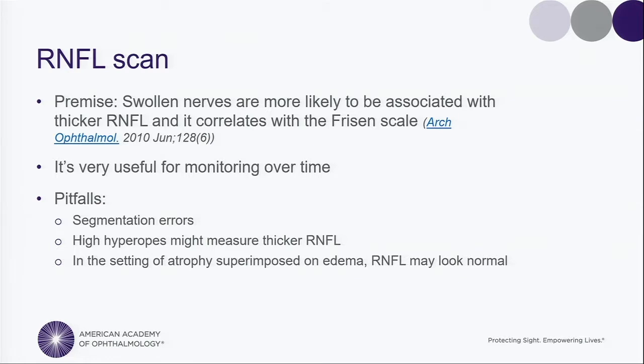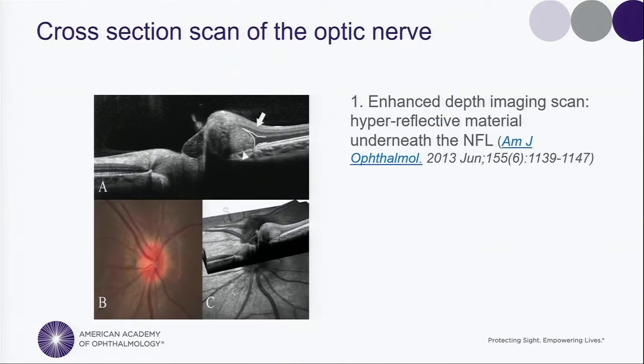It does have some pitfalls, namely segmentation errors. If you get the printout and you don't have the luxury of going into the machine and fixing it, you're going to get a wrong answer. High hyperopes might measure a thicker retinal nerve fiber layer just because of the optics of the machine. And in the setting of optic atrophy superimposed on edema, the retinal nerve fiber layer may look normal, giving us a deceiving answer.